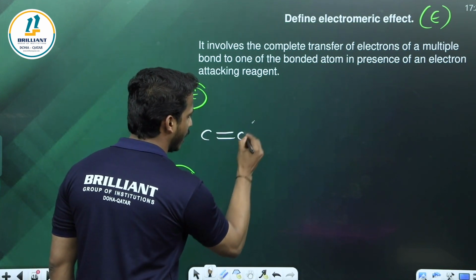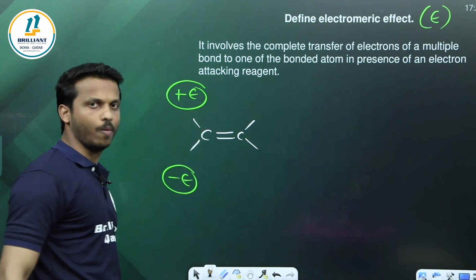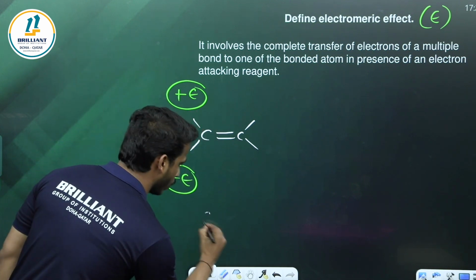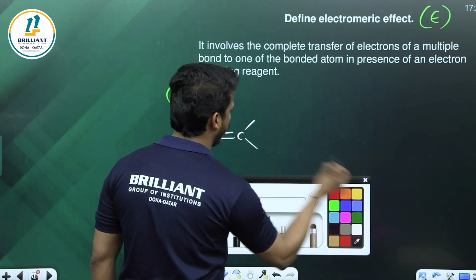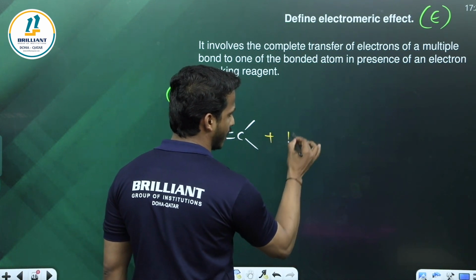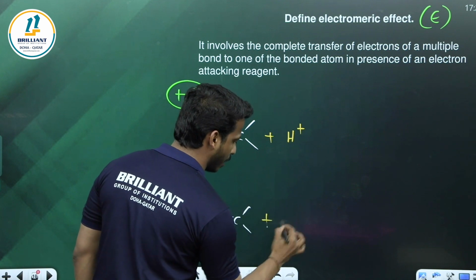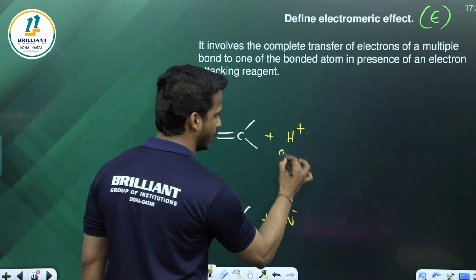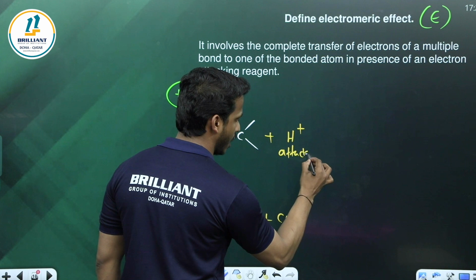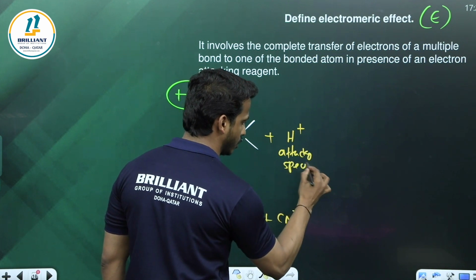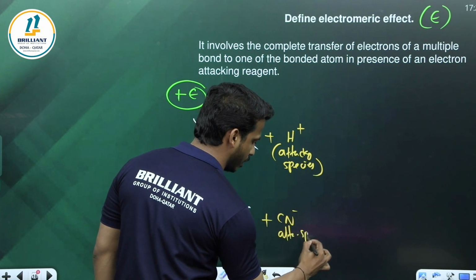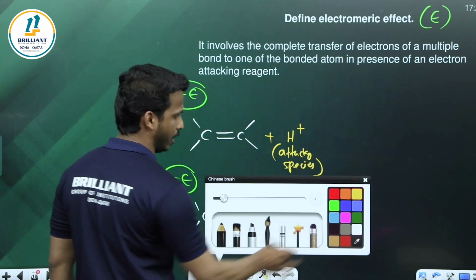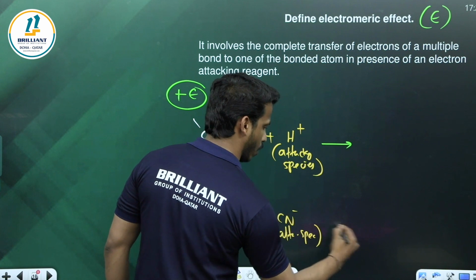Let me consider a double bonded compound. Okay, double bonded compound. It's an alkene. First, they are going to react with an attacking species. For example, let me add H plus. Here, let me add CN minus. This is the attacking species in this question. Okay, carefully listen all.